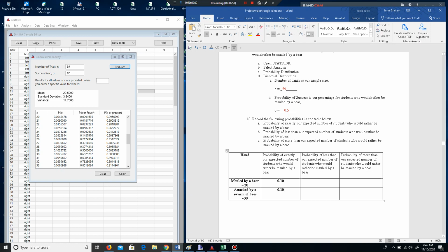Probability of less than our expected number, you're looking at 0.606 or 0.6, and that's going to be the same because you're basing on the same average. And then the probability of more than expected number is 0.5.